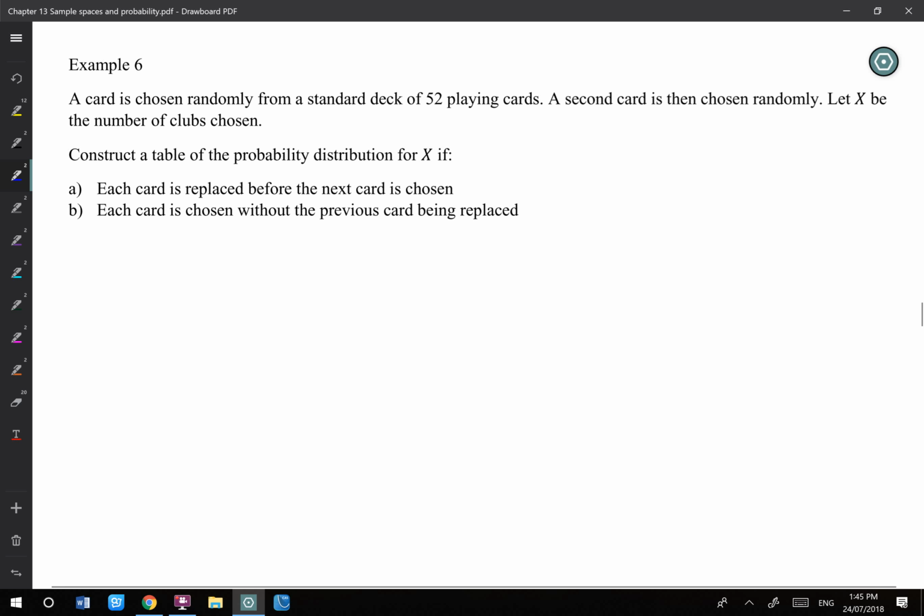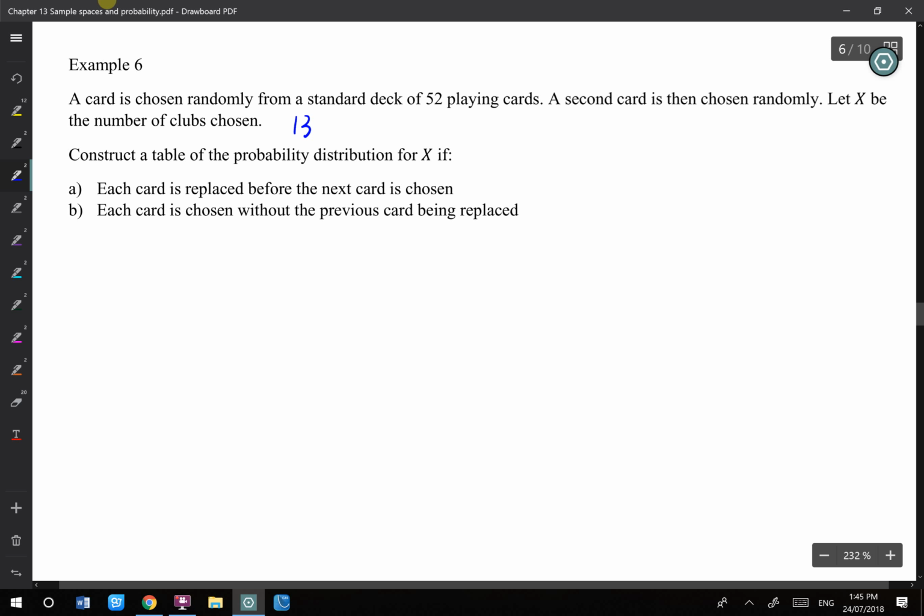Example 6 said a card is chosen randomly from a standard deck of 52 playing cards. A second card is then chosen randomly. Okay, I have picked 2 cards from 52 cards. Let X be the number of clubs chosen. How many clubs are there in 52 cards? 13. Okay, 13 clubs. Okay, how many cards are not clubs?